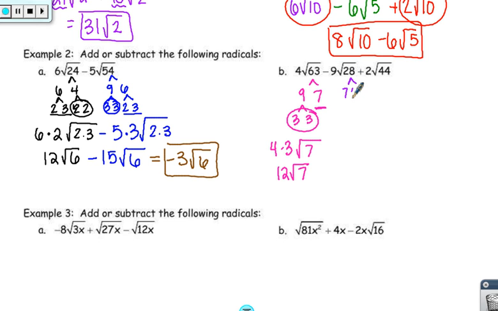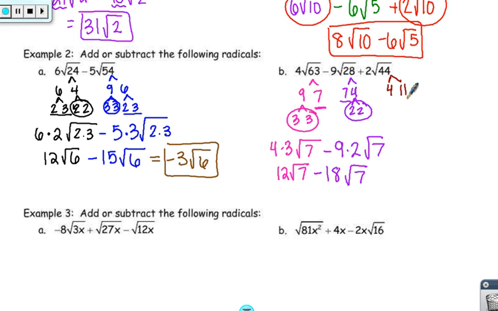28 breaks down to 7 times 4. 4 is 2 times 2. Group of 2 goes out. So there's a 9 on the outside. Group of 2 comes out. Lonely 7 stays in. So that becomes minus 18 square root of 7.